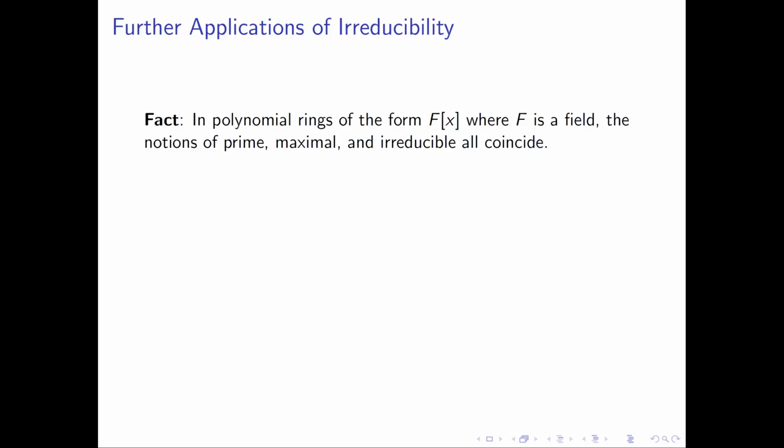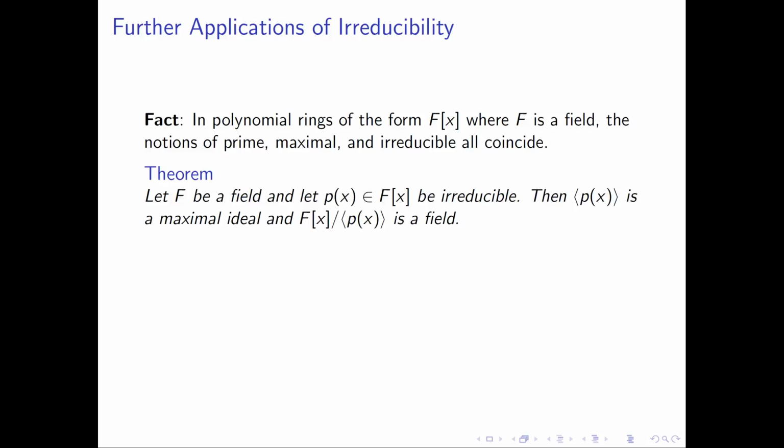Again, if we take that as fact, then what we can get is the following theorem. Let's suppose that F is a field. Let's work inside F adjoined x, and let's suppose that p of x is an irreducible polynomial. Because being irreducible is the same as being prime or being maximal, using this fancy fact, what that means is that the ideal generated by this irreducible polynomial p of x is a maximal ideal inside of F of x, and therefore when we look at the quotient ring F of x modulo the ideal generated by p of x, what we obtain is a field.